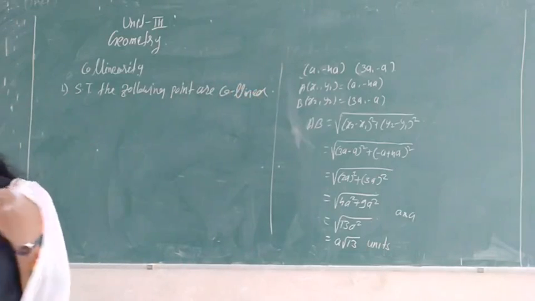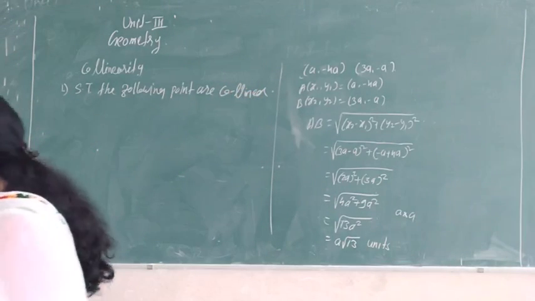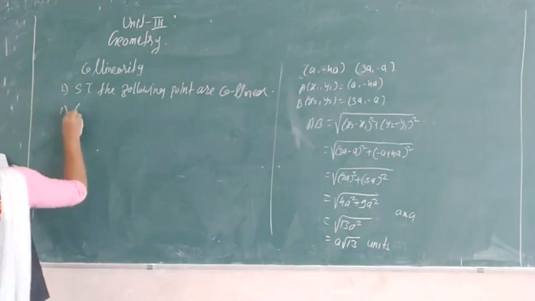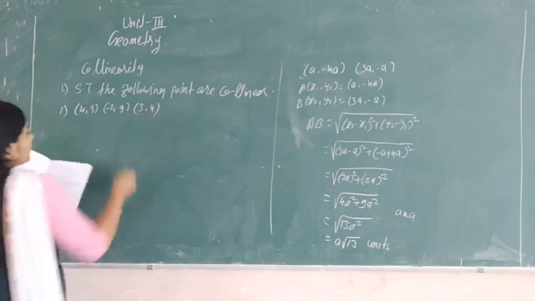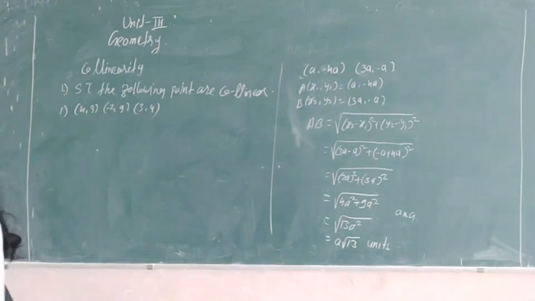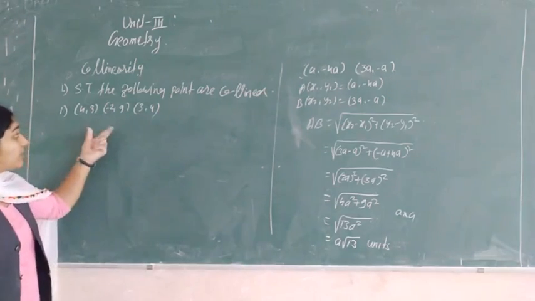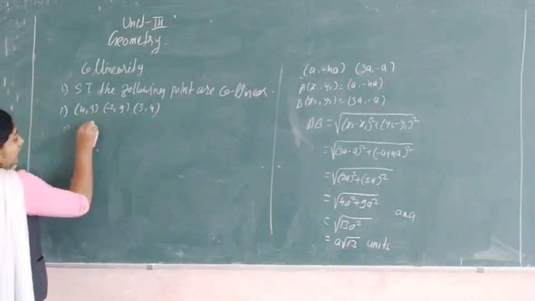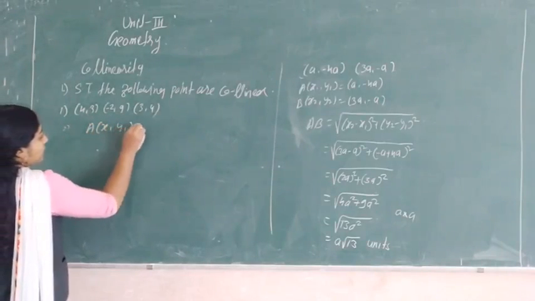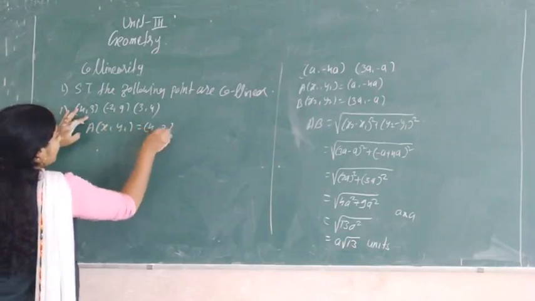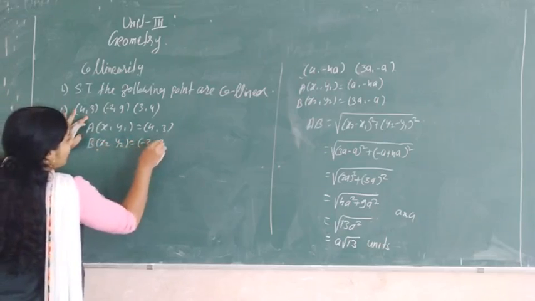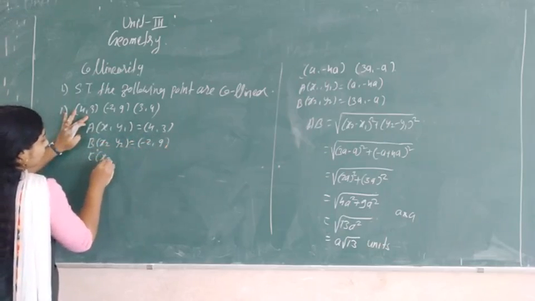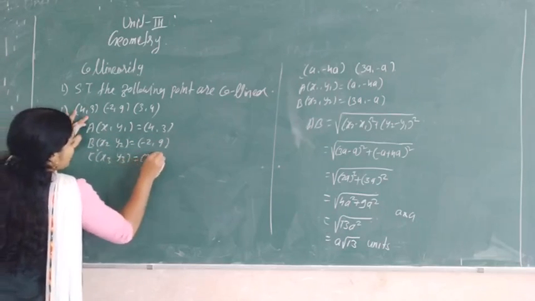Okay, there is a 5 marks question. Show that the following set of points are collinear. In that we have 4, 3; minus 2, 9; and 3, 4. Three points are given. We have to show these three points are collinear to each other. For that, first denote every point by x1 y1, x2 y2, x3 y3. A (x1, y1) is 4, 3, B (x2, y2) is minus 2, 9 and C (x3, y3) is 3, 4.